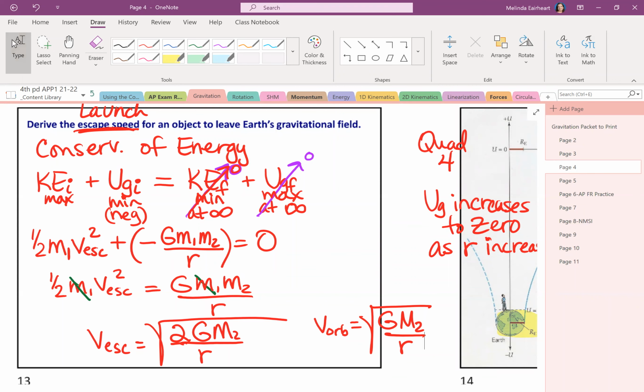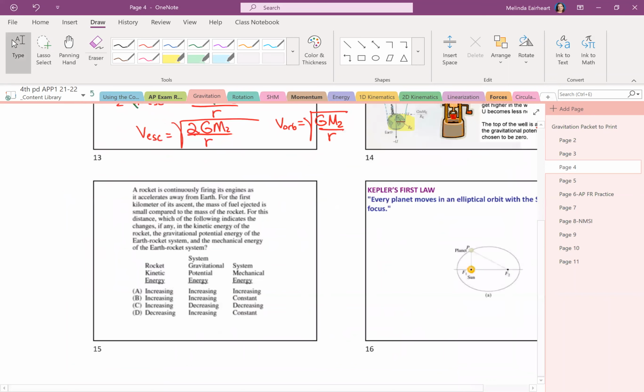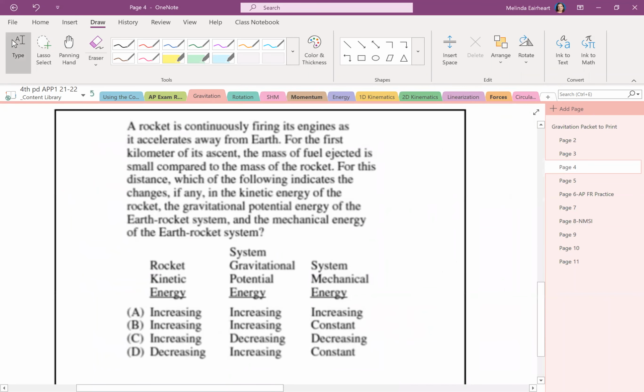Okay, let's see what we have next. There's a multiple choice problem related to energy. It's a rocket firing. See if y'all can work this one out and pick your best answer.